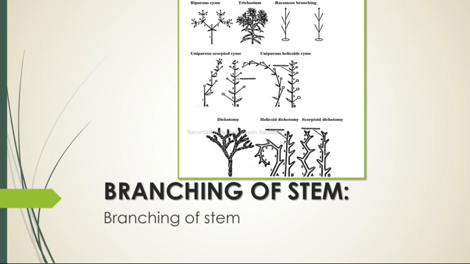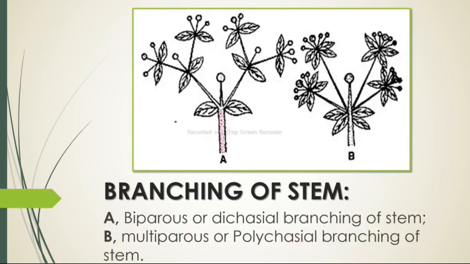And in the next, you can see that this is the dichotomy. This is the helicoid dichotomy, which includes pseudopodium. And next is scorpioid dichotomy, which also includes the pseudopodium, as shown in the figure. In the branching of the stem, you can see further in this figure. Figure A shows the biparous or dichasial branching of the stem. And in figure B, you can see that this is the multiparous or polychasial branching of the stem, as shown in the figure.